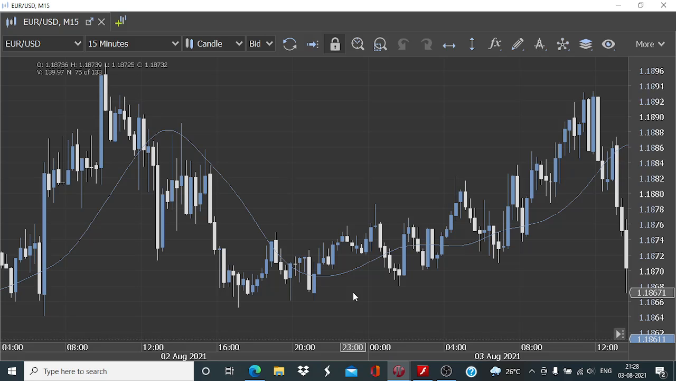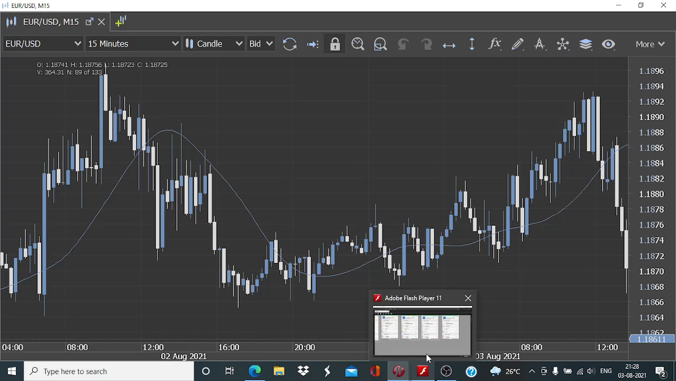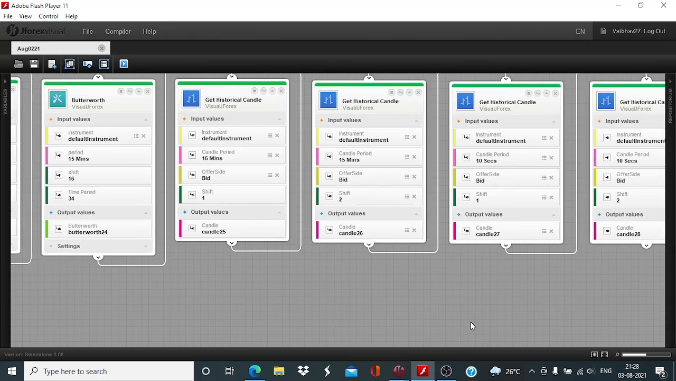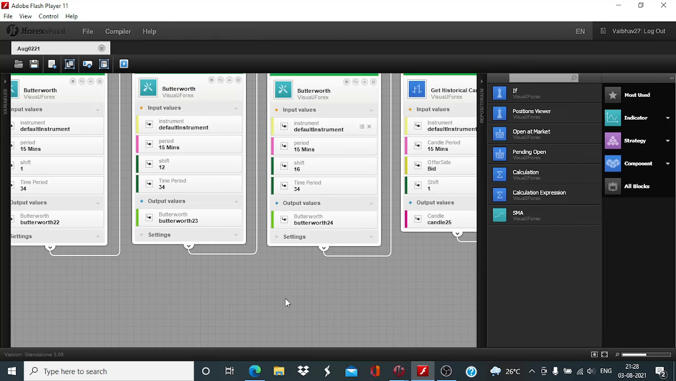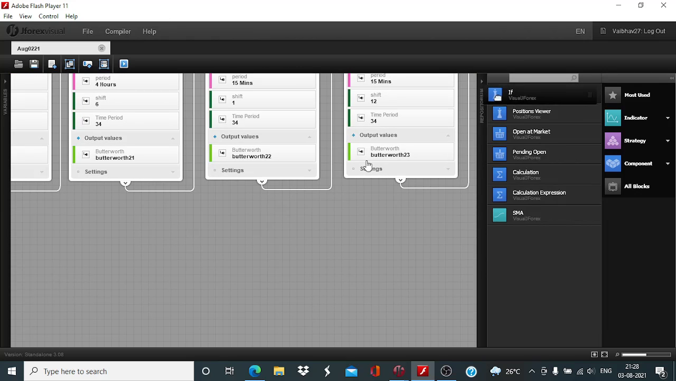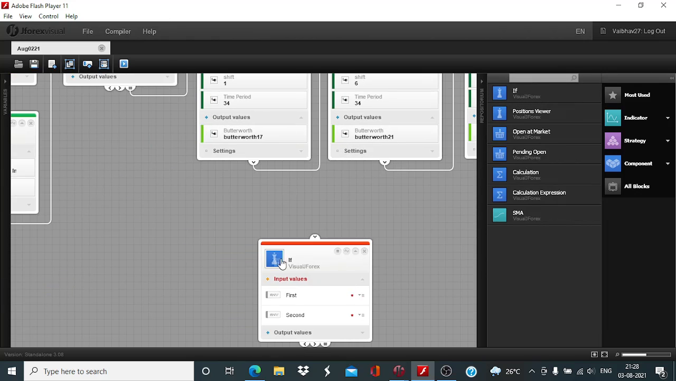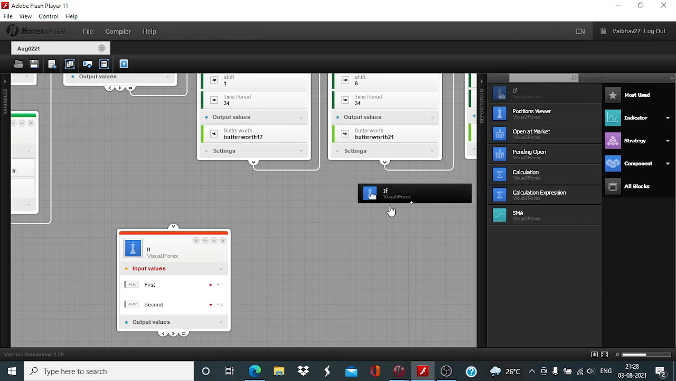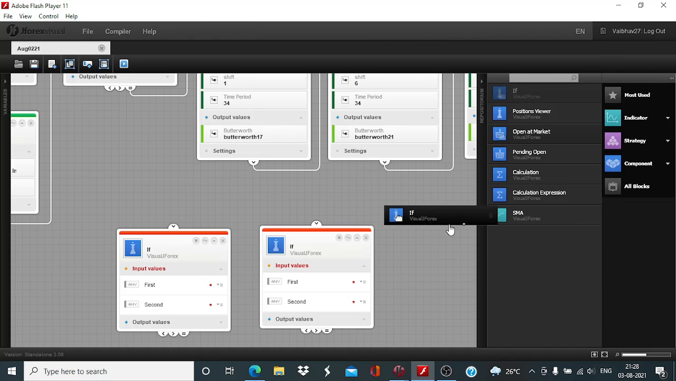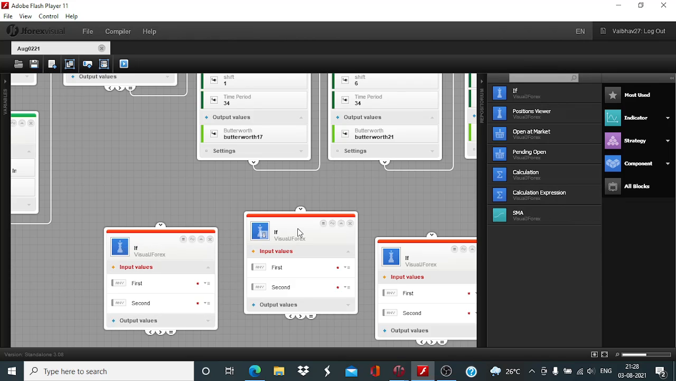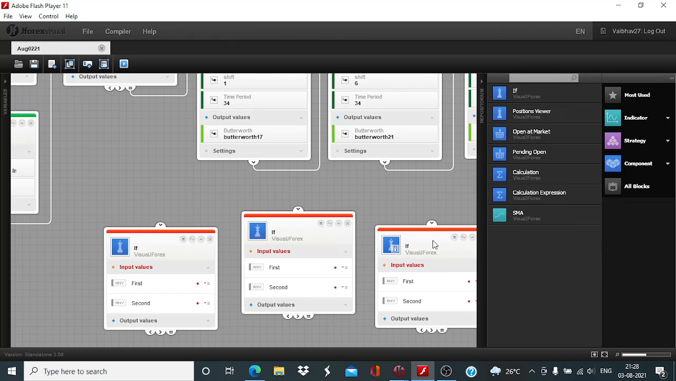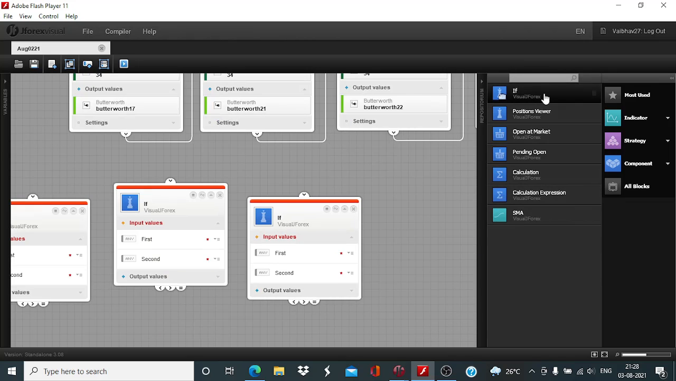So now we head back to the Visual JForex board, where we will have to start defining the conditions for the execution of the trade. And for that we are going to need a lot of if blocks. Even I am not sure how many we will need. So these two have been added.